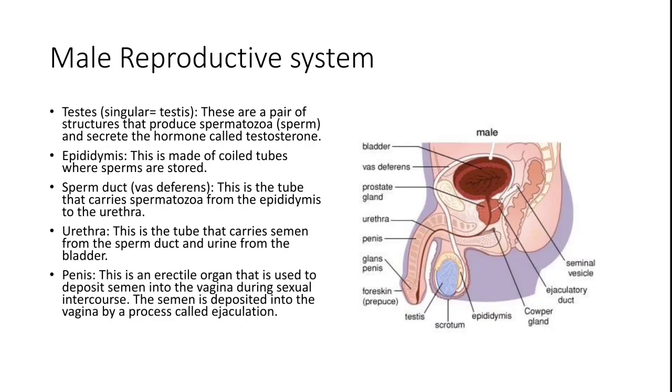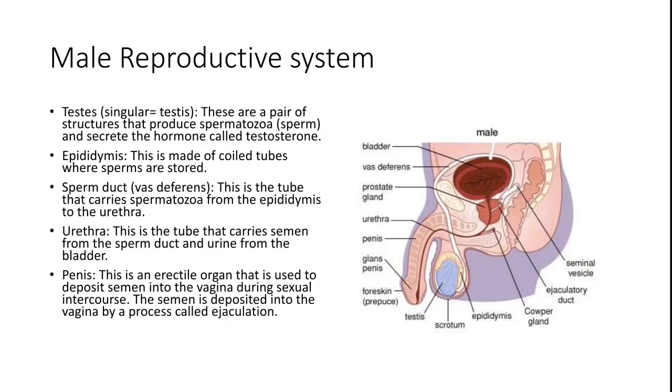So penis, the main guy. Just to increase the size of this guy, people like experimenting with things. Otherwise, the penis is an erectile organ that is used to deposit semen into the vagina during sexual intercourse. So it is the organ that is used to deposit the sperms, or semen in this case. Okay, so it is an erectile organ.